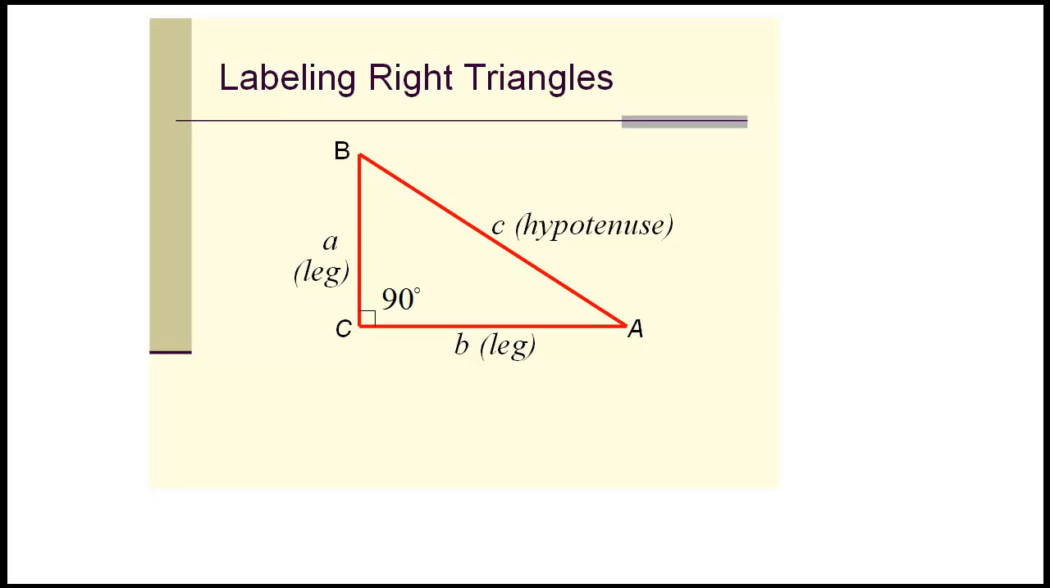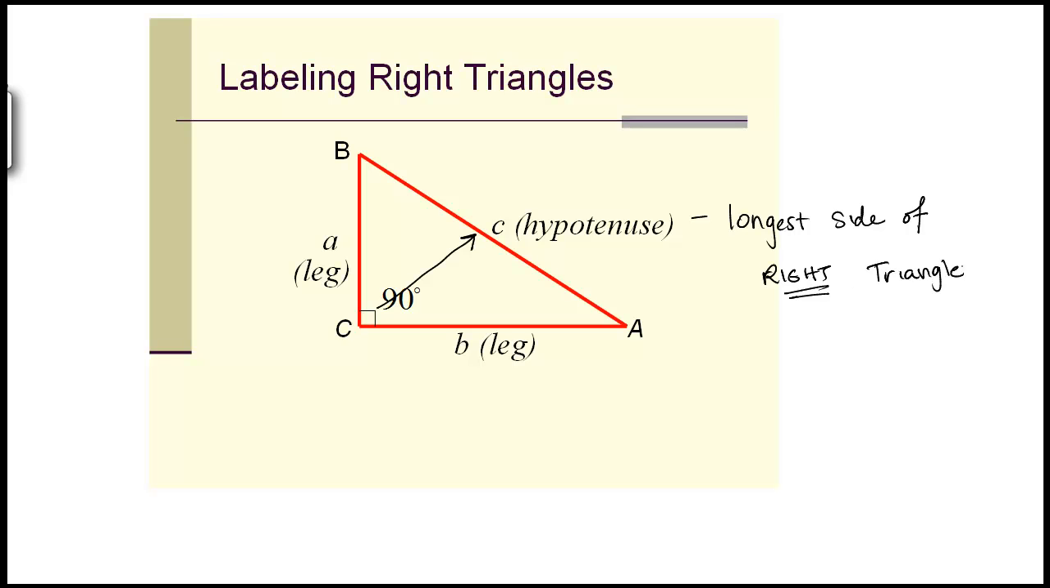It doesn't really matter where you locate them. The side C is directly opposite from the 90 degrees. It is always side C. It is always the hypotenuse, which is by default the longest side of a right triangle.